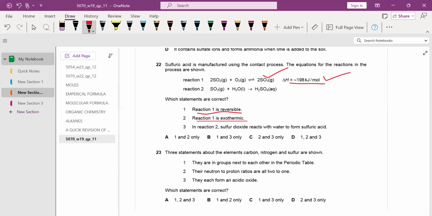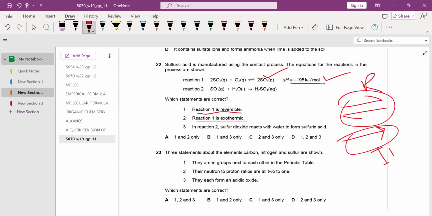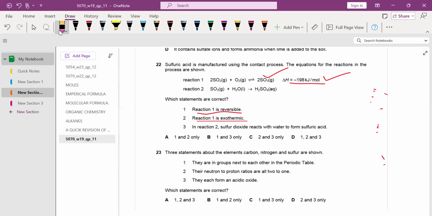Firstly, one thing you need to remember: when you see the double arrows, it indicates that the reaction is reversible. This is a reversible reaction. When you see a single arrow, this is an irreversible reaction. This is a trick to remember to identify whether the reaction is reversible or irreversible. So the first and second statements are correct when you look at equation 1.